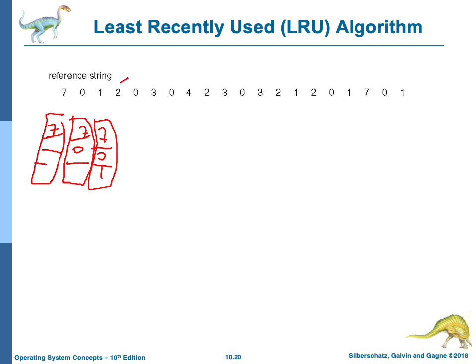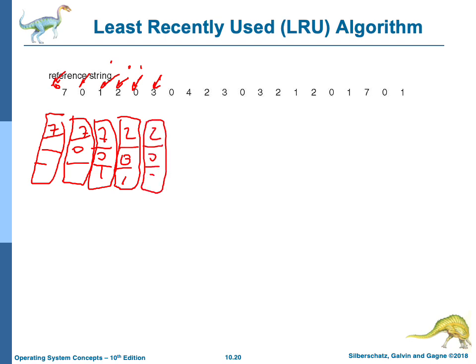Right? And now that we want to reference page 2, we're going to look in the past and pick the furthest away, which is page 7. Okay, so we will replace page 7. Then reference to 0 does not yield a page fault because it's already there, and then page 3, and the victims are 2, 0, 1. So 0 is here, 2 is here, and 1 is the furthest. And so 2, 0, 3.